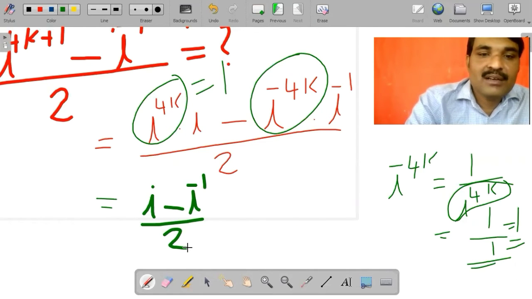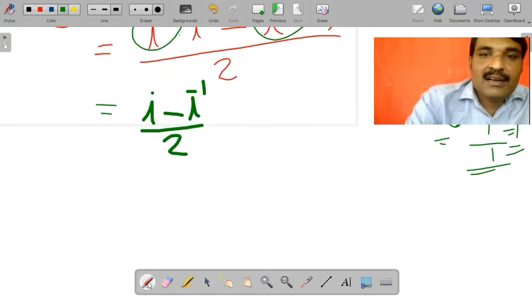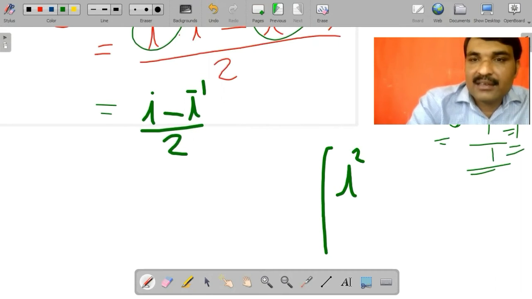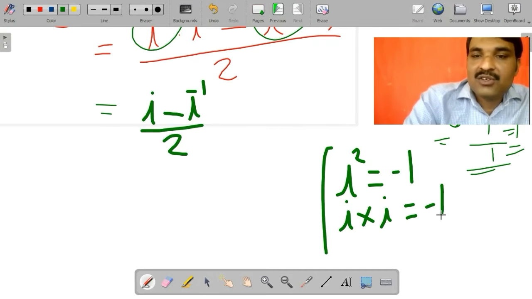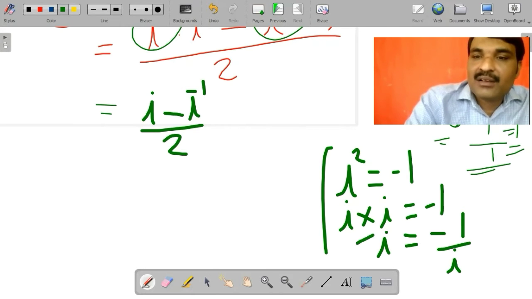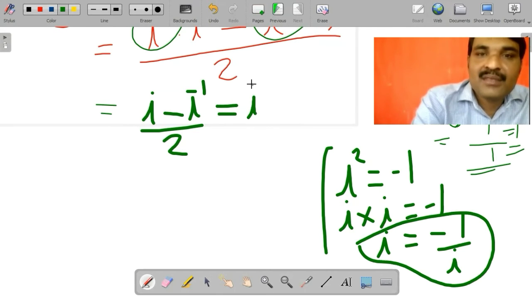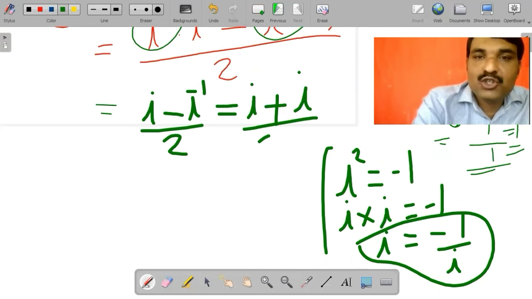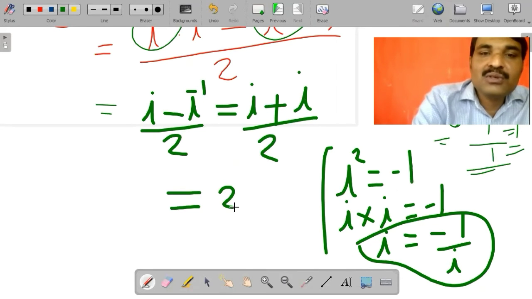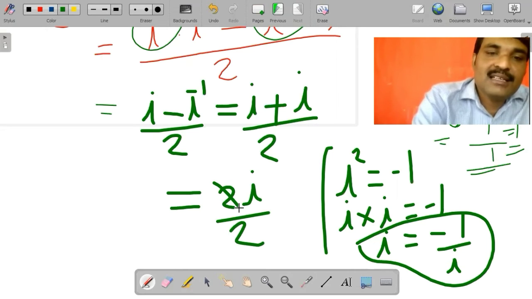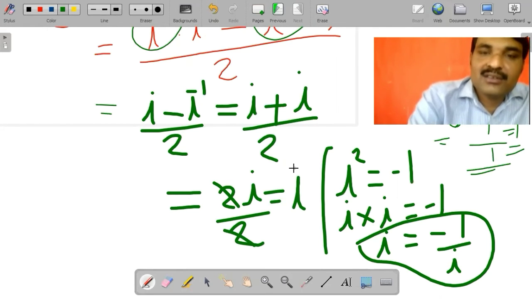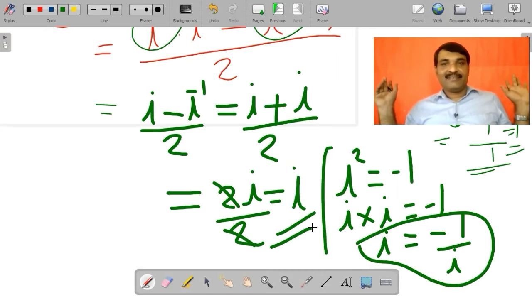What is iota raised to minus 1? Iota square is equal to minus 1. So we can write iota into iota is equal to minus 1. So iota is equal to minus 1 by iota. So minus 1 by iota can be replaced by iota. So this is equal to iota plus iota divided by 2, is equal to 2 times iota by 2. 2 and 2 get cancelled. This is equal to iota. So the answer is iota, right?